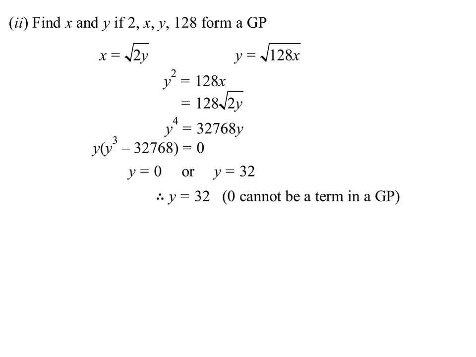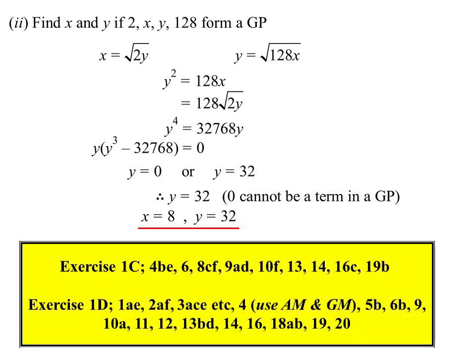Must have been 32. Subbing back in, that gives us that x is 8, and we've got our pattern. It would go 2, 8, 32, 128. That would be a geometric pattern. There we go. So we'll add those ones in.